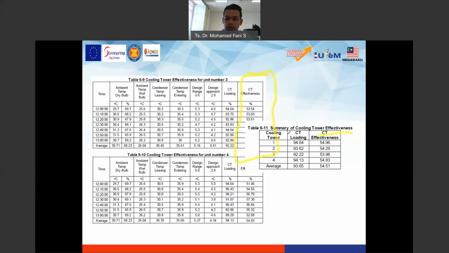After that, we come up with the summary, for example, the loading of the cooling towers 1, 2, 3, and 4. For this one, the effectiveness is half. The loading is close to 100, but the effectiveness is half. So something is wrong with this cooling tower. We must do some improvement in terms of maintenance, or we can do cleaning, as a suggestion for improvement or for the energy conservation measures later on.